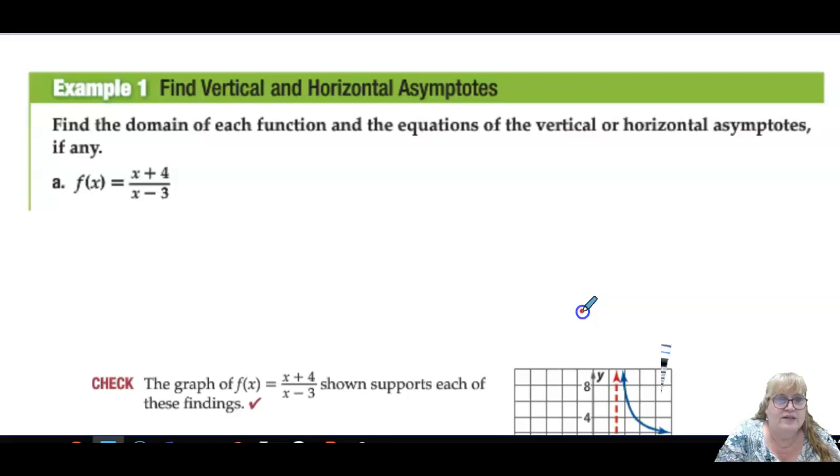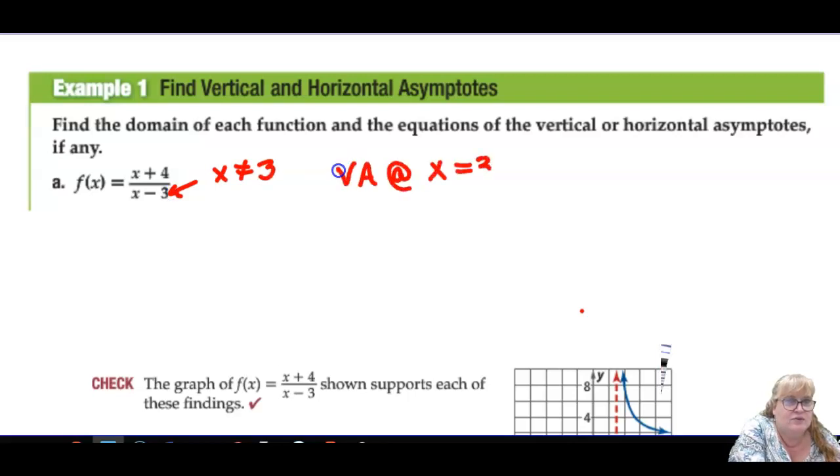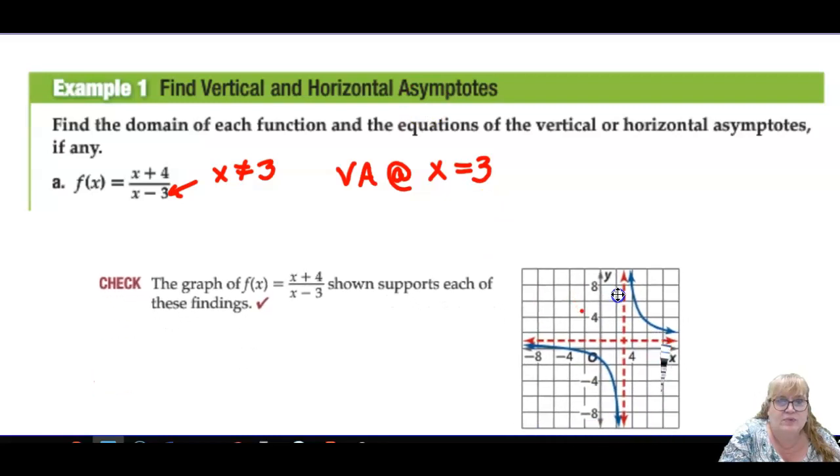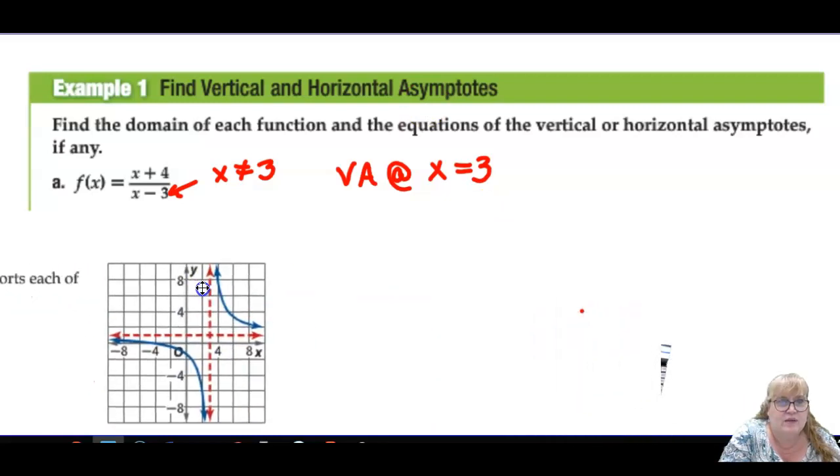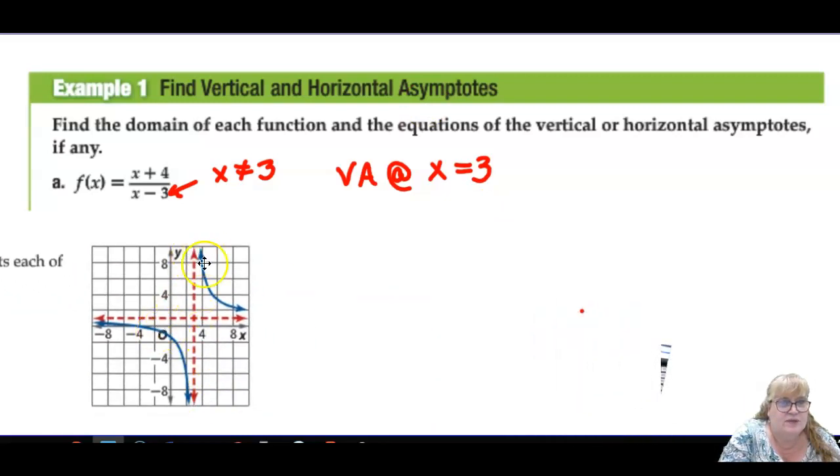All right, this is an extra example. I'm just going to run through it real fast. You don't have this one, I don't think, but the domain is x cannot equal 3. That means there is a vertical asymptote at x equals 3. And can I bring this up here? Okay. They have graphed it with x equals 3.